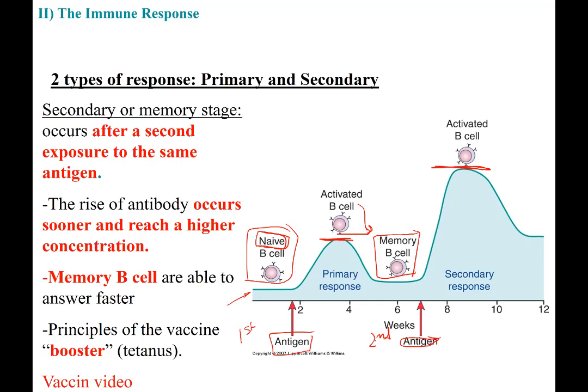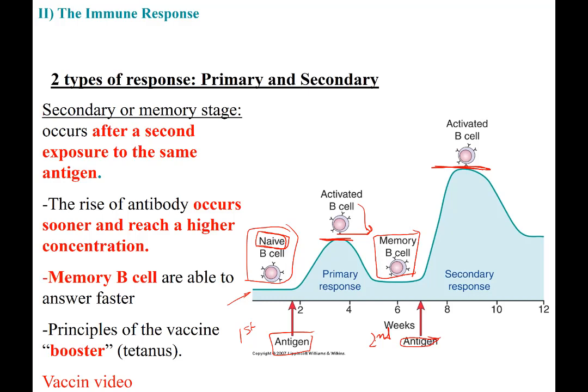How long can we keep those memory B cells? Actually, it depends on what the antigen is. There are some antigens where you keep the memory B cells for your whole life. You are exposed one time or two times, and then you have those memory B cells for your whole life. Sometimes those memory B cells are going to stay only a year, sometimes 5 years, sometimes 10 years. So that's the idea of the vaccination.